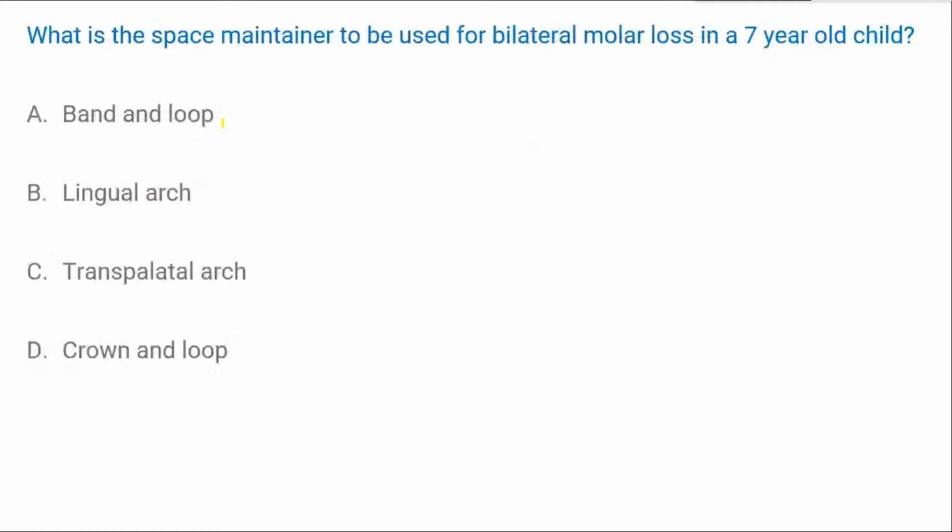What is the space maintainer of choice for bilateral molar loss in a 7-year-old child? With the options, band and loop and crown and loop, most commonly we use them only for unilateral molar loss. And the age is the key here. 7-year-old child, meaning after bilateral molar loss and central incisors have erupted. So I go directly with the option of lingual space maintenance.